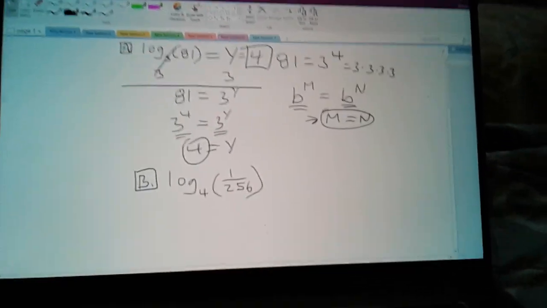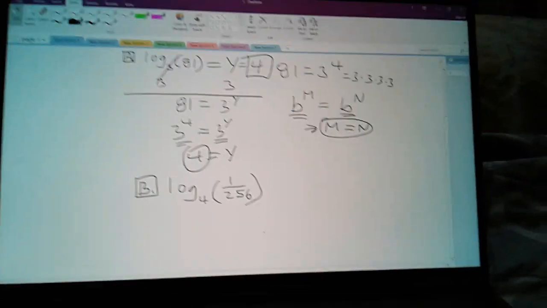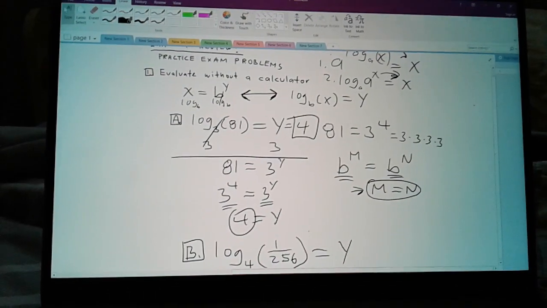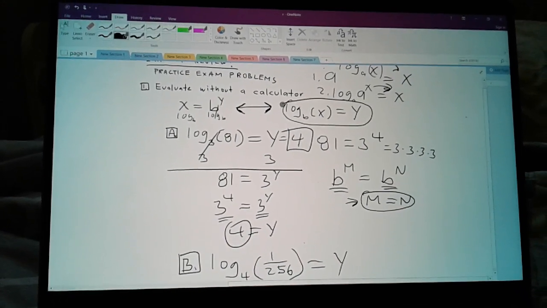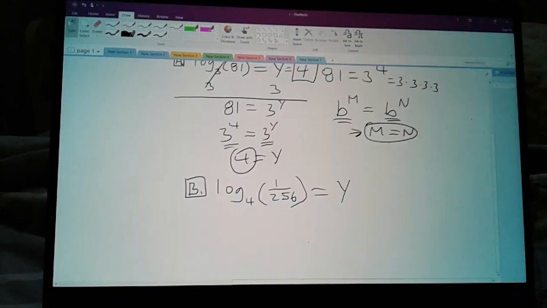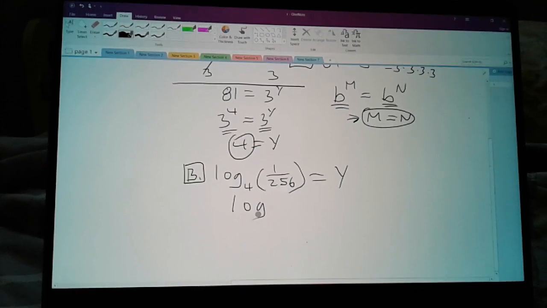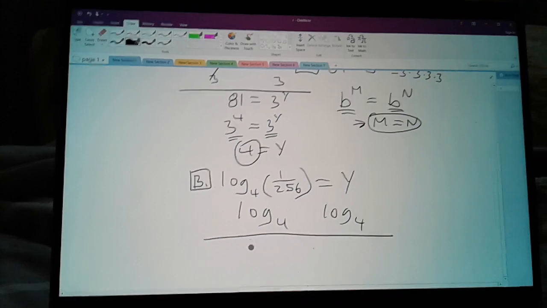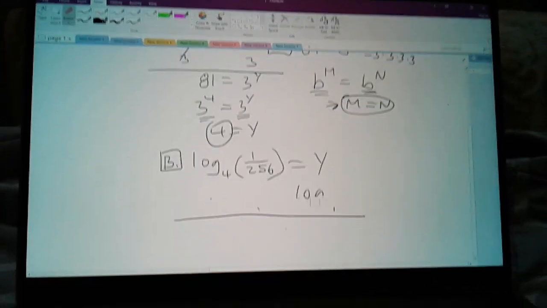So what if I tell you log base 4 of 1 over 256? So again, it's equal to something. I don't know what it is. I'm just going to call it y. Just like here, I have it in this form. Log of something is equal to y. So I'm going to do the same on each side of the equation. I mean, not log base 4, but I have to raise it to the power of 4.